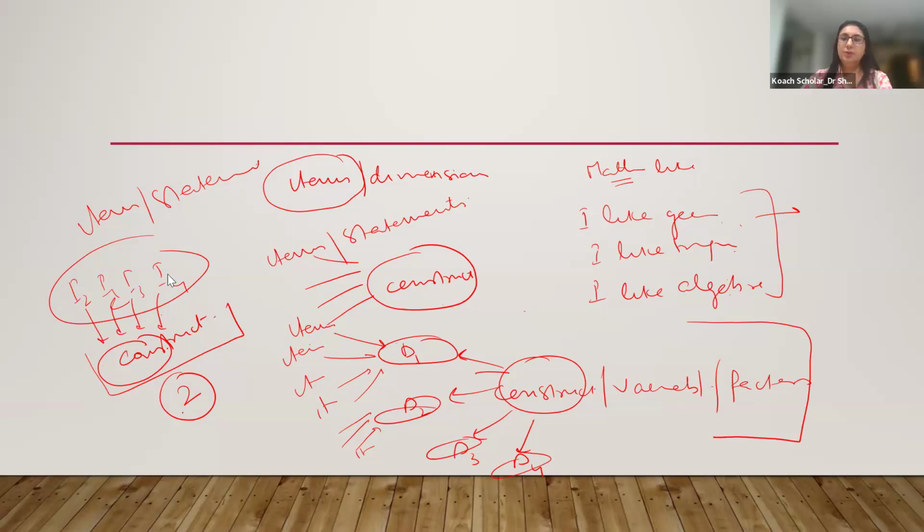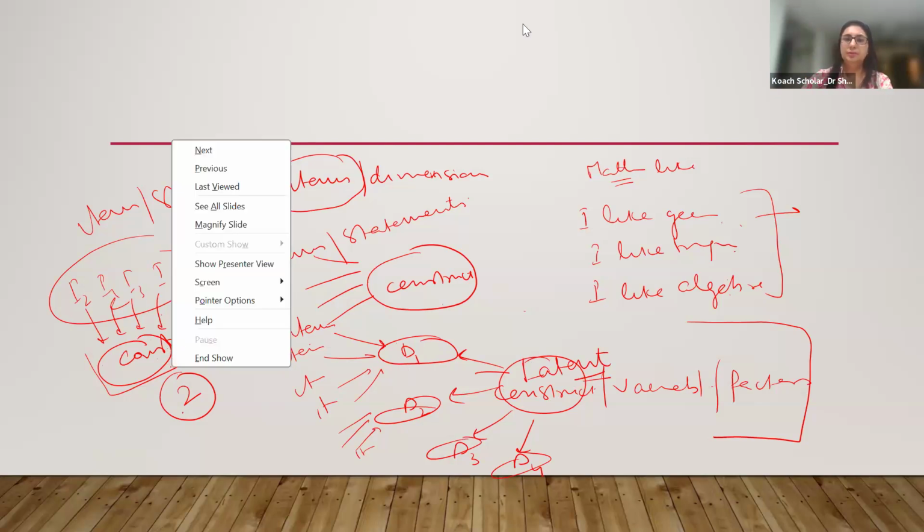Right? Understood? So this is not a latent construct because we are measuring it through items. Here we cannot directly measure it through items. We are measuring it through some other construct. That is why this construct here is a latent construct. This one is a latent construct. This is not a latent construct. Understood?